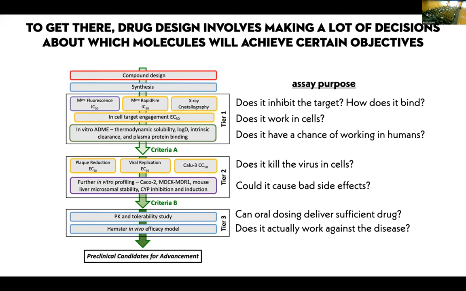These are things that involve cell assays in BSL-3 laboratories where people have to wear special protective equipment like the movie ET. And then if things go well there, you can also do animal studies to figure out if it actually works in an animal disease model and if it actually has the right kind of pharmacokinetics to be able to justify taking it all the way to humans and into clinical trials. So this is a huge set of objectives we have to achieve.